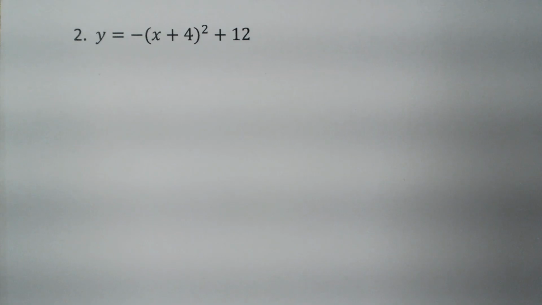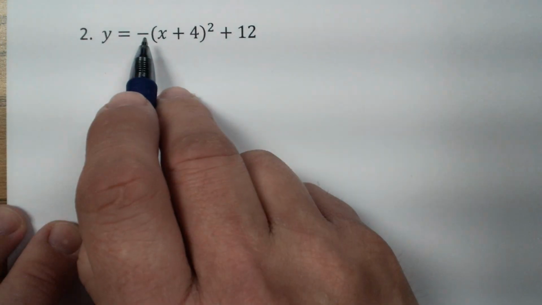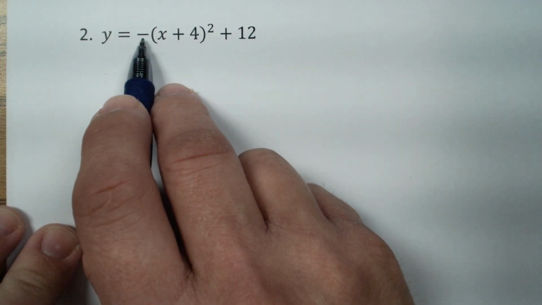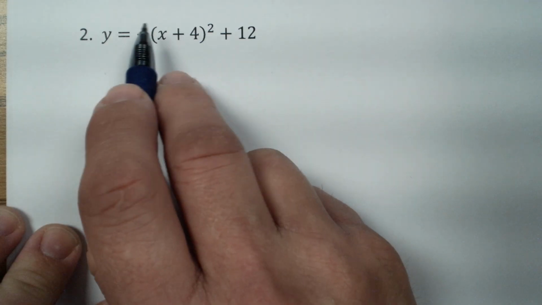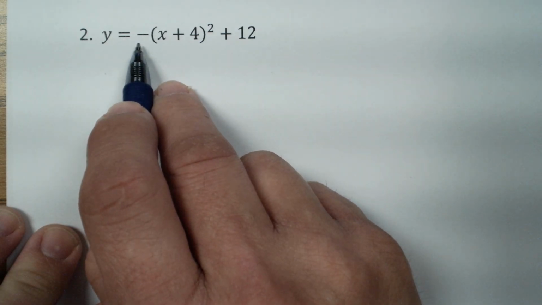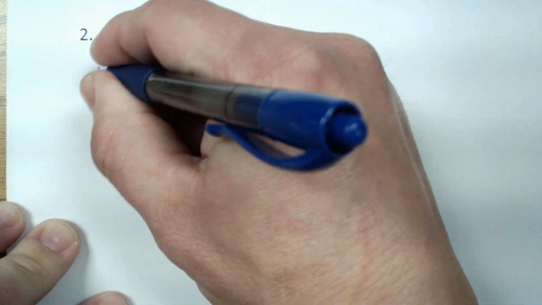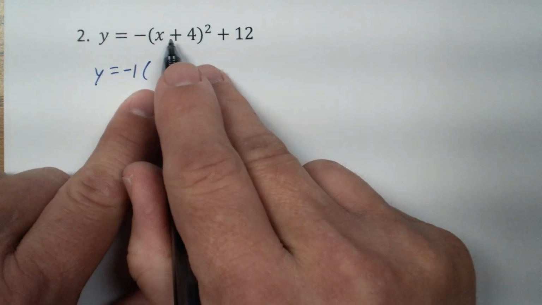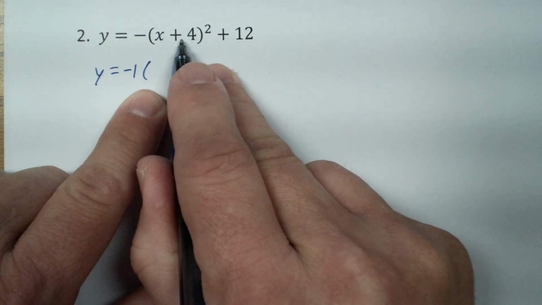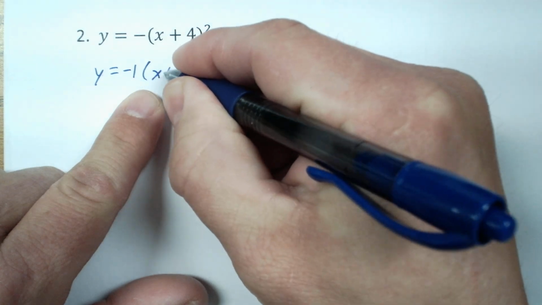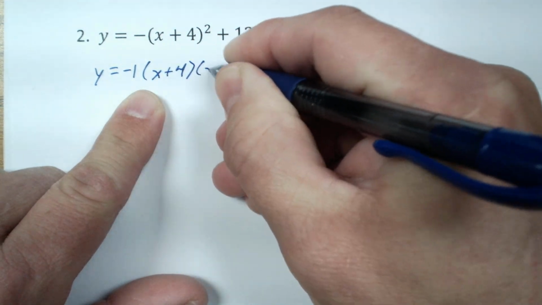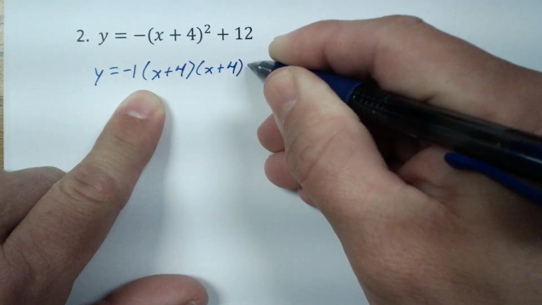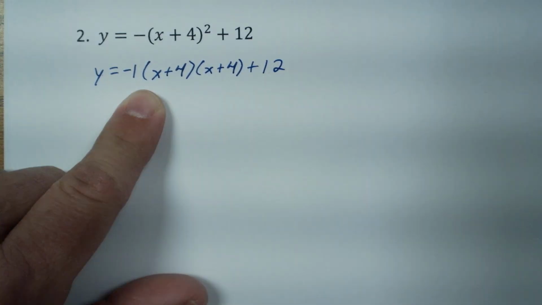So on this next problem, it's slightly different in that there's all of a sudden a coefficient in front of the binomial that's being squared. The coefficient here is negative 1. I'll actually be writing that as a reference. So again, the x plus 4 is what's actually being squared. So I'm going to multiply x plus 4 times x plus 4 here and still have the plus 12.